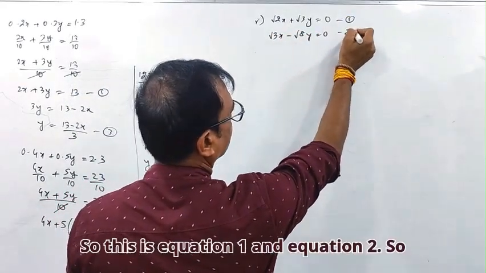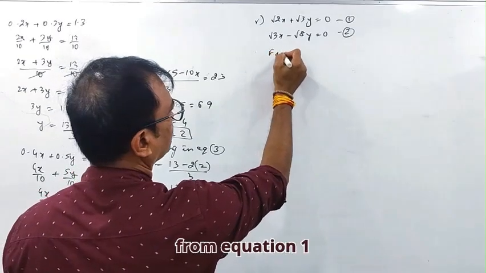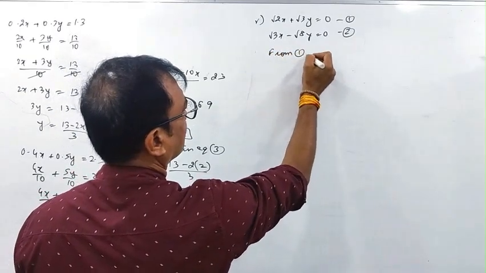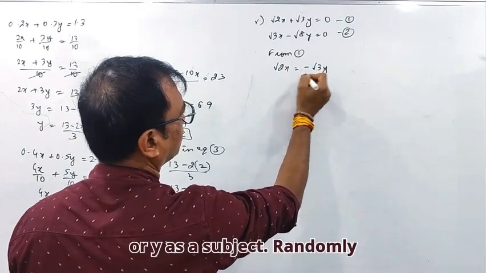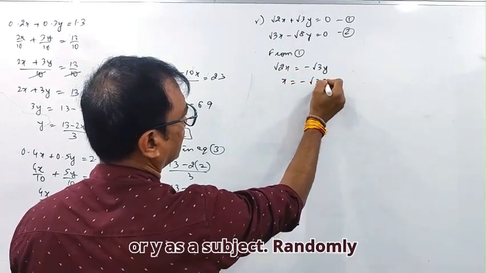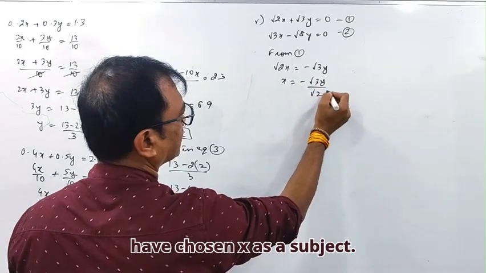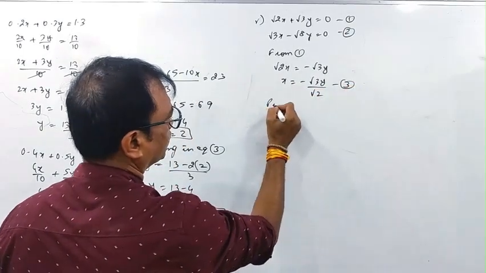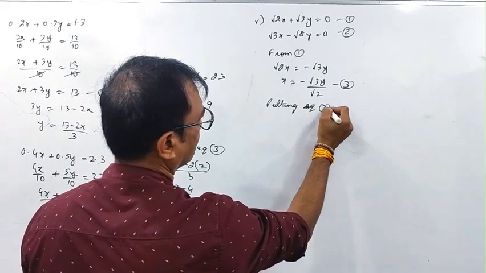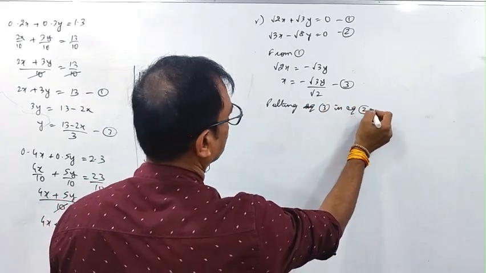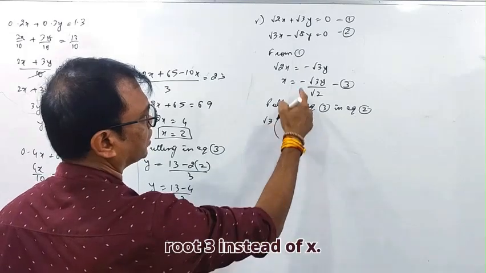So this is equation 1 and equation 2. So from equation 1, you can again write anything, either x or y, as a subject. Randomly I have chosen x as a subject. Putting this equation 3 in equation 2, root 3 instead of x.